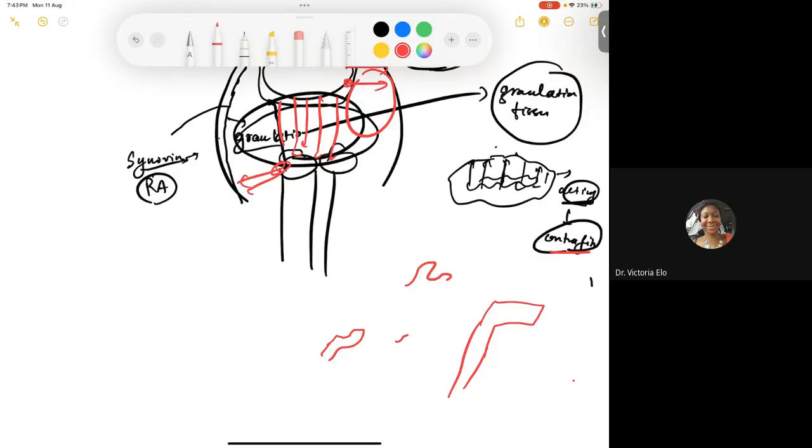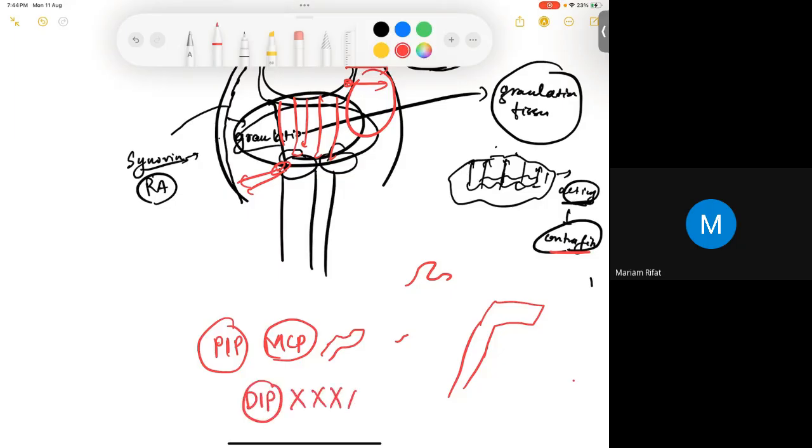That's going to be your metacarpophalangeal and proximal interphalangeals. Okay. PIP and MCP, right? And would we be having involvement of DIP? No. No involvement of DIP is seen.